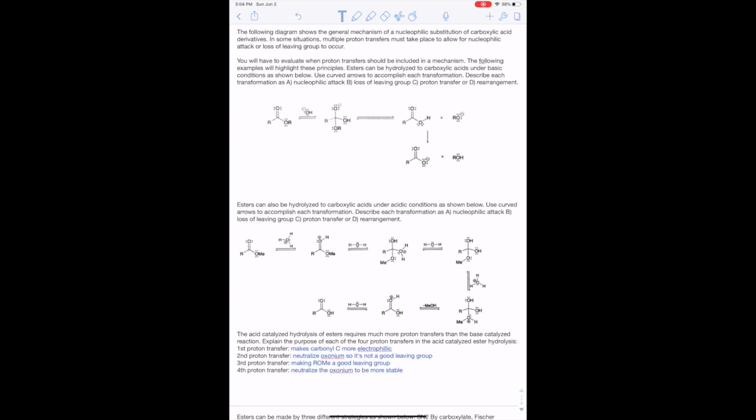In this video, we will be going over carboxylic acids. We will first look at the curved arrow mechanism under basic conditions. The first step is to have the OH group do a nucleophilic attack. The second step is to have the loss of leaving group, as shown by the curved arrows. The third step is to have a proton transfer.